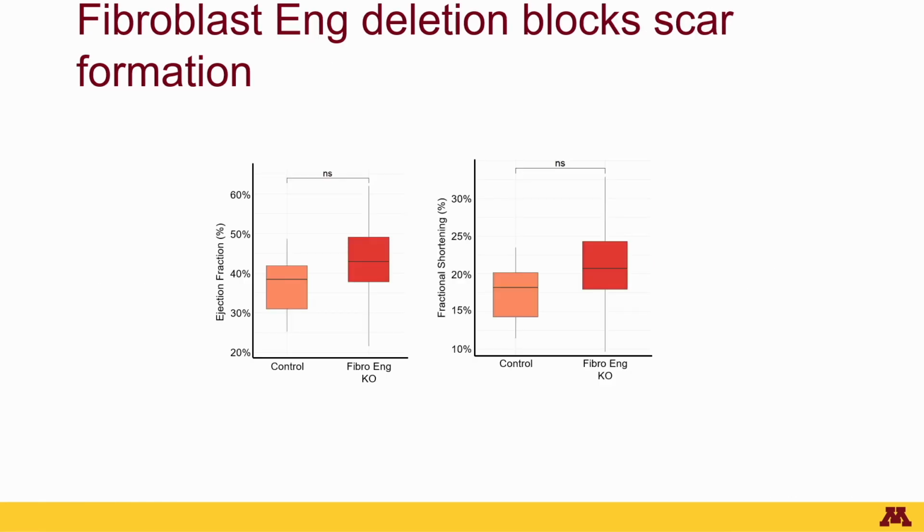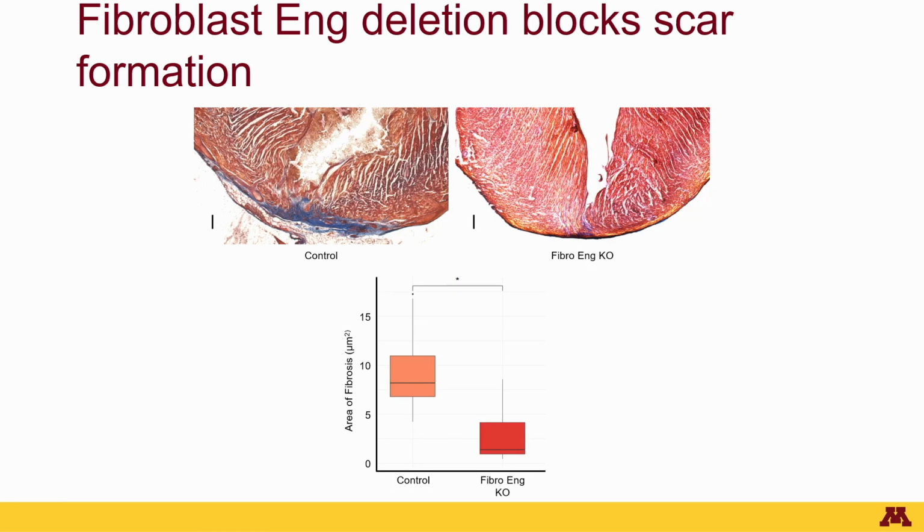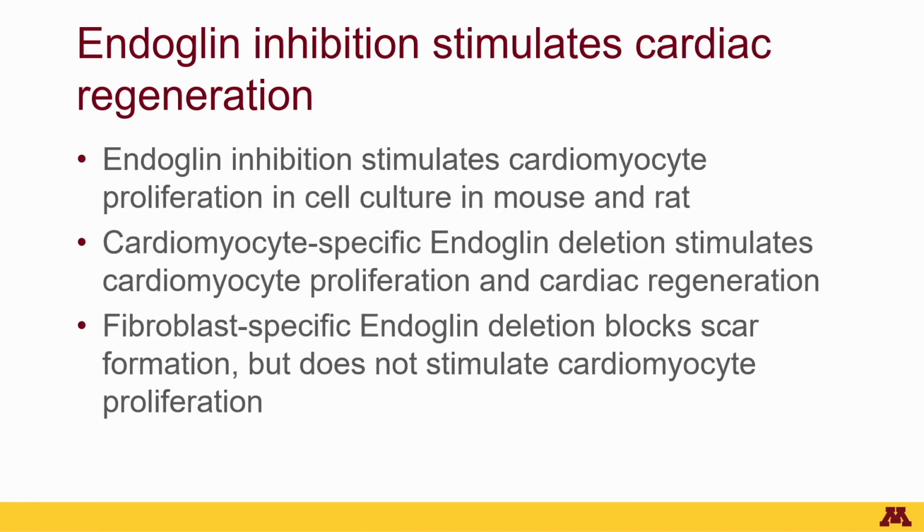And that was also reflected in inhibition of increase in ejection fraction or fractional shortening. However, when we then looked at scar formation, this was actually completely, well, maybe not completely, but significantly blocked when we inhibited endoglin on fibroblasts. So that suggests that scarring could be separate from cardiomyocyte proliferation. And I think that is an interesting thing that we would like to interrogate further later on.